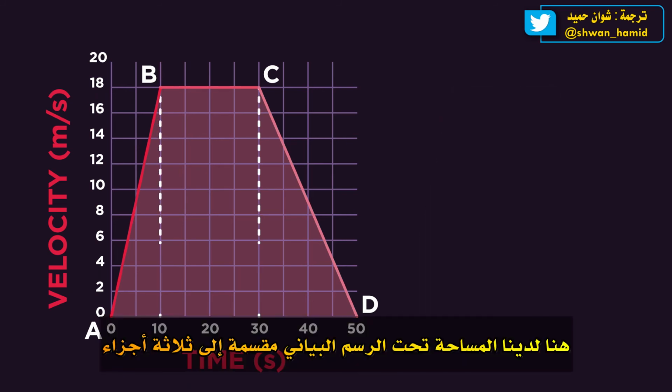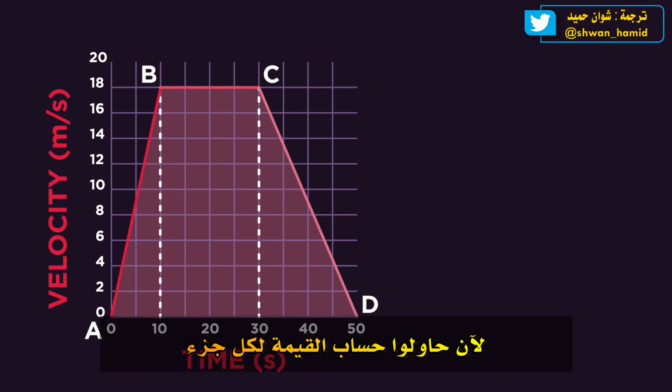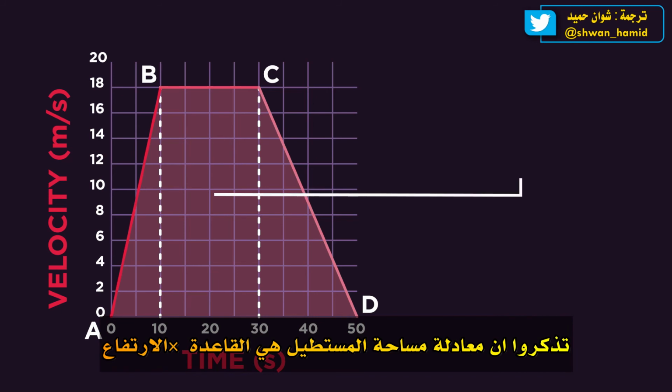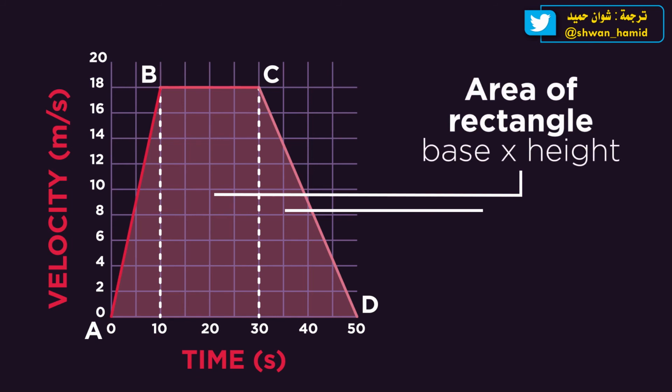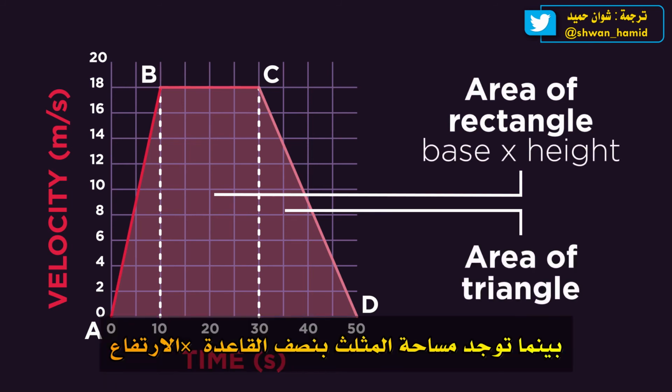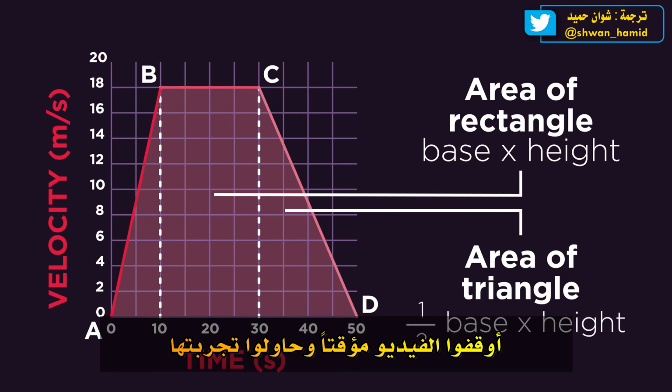Here we have the area under the graph split into three parts. Now try to calculate the value for each part. Remember, the equation for the area of a rectangle is base times height, whilst the area of a triangle is found by half base times height. Pause the video and have a go.